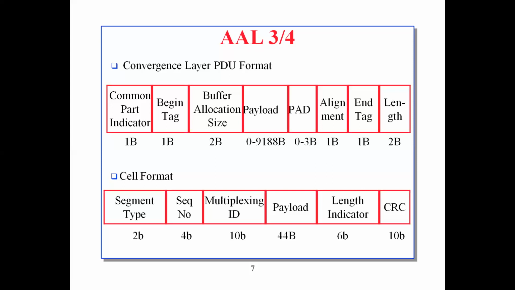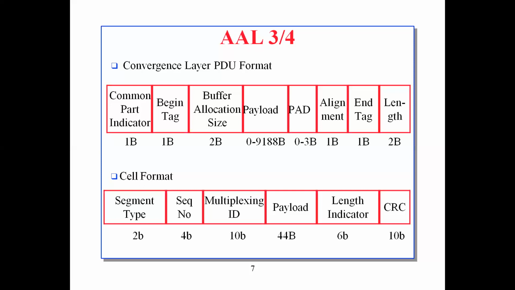And also the upper convergence layer. The format shows the convergence layer PDU format, where the first part is the common part indicator, the next is begin tag, buffer allocation size, payload, pad, alignment, end tag, and length. Here, CPI defines how the subsequent fields ought to be interpreted. The value at present is 0.